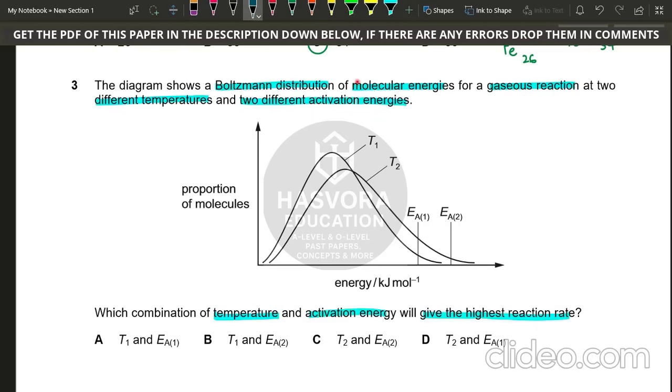First of all, to solve this question, you should know that the rate of reaction is directly proportional to the temperature. So it means that the higher the temperature, the higher the rate of reaction.